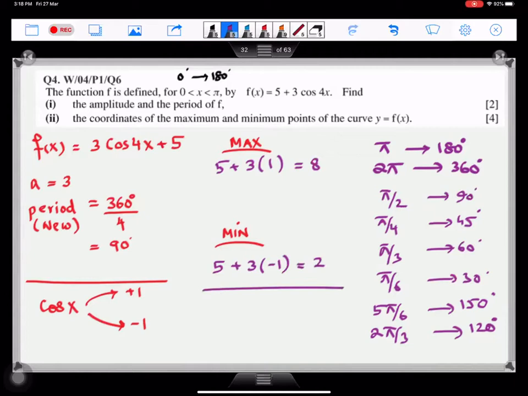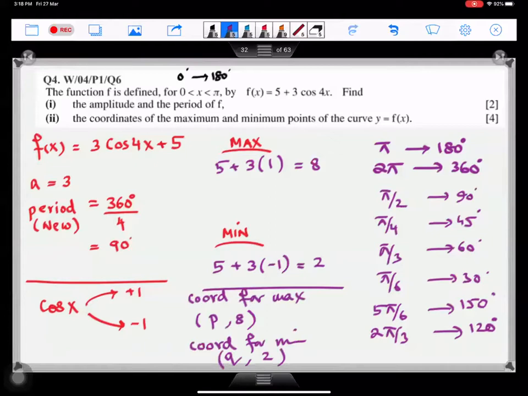Now, for what value of x will it occur? Because when they use the word coordinates, that means I need the x coordinate as well as the y coordinate. So the coordinates for maximum, let's call it P, are (unknown, 8). The x coordinate is unknown. And the coordinates for minimum, let's call it Q, are (unknown, 2). So I need to find the value of P and the value of Q. Now, let me first draw it on the next page.